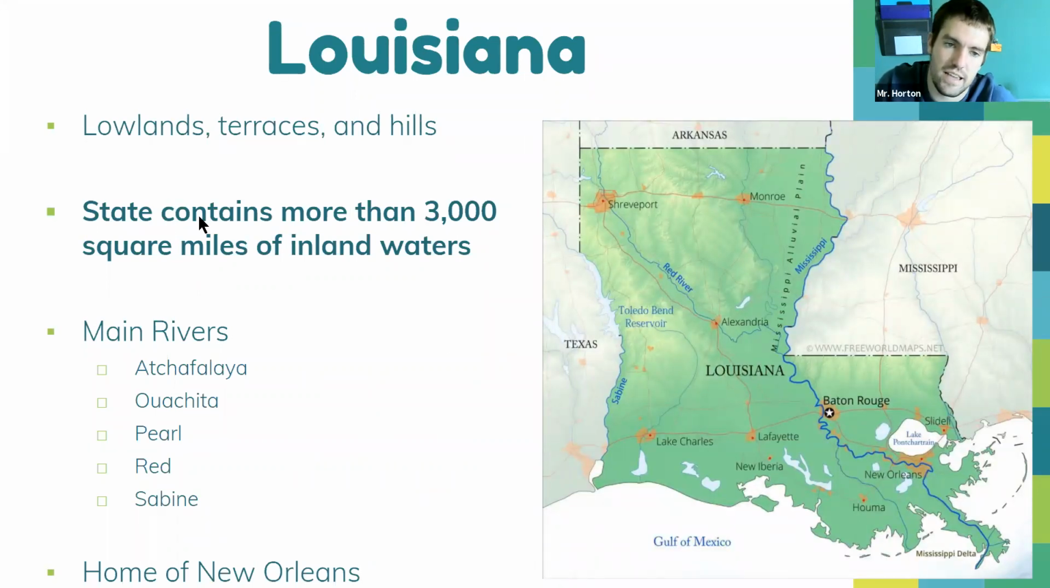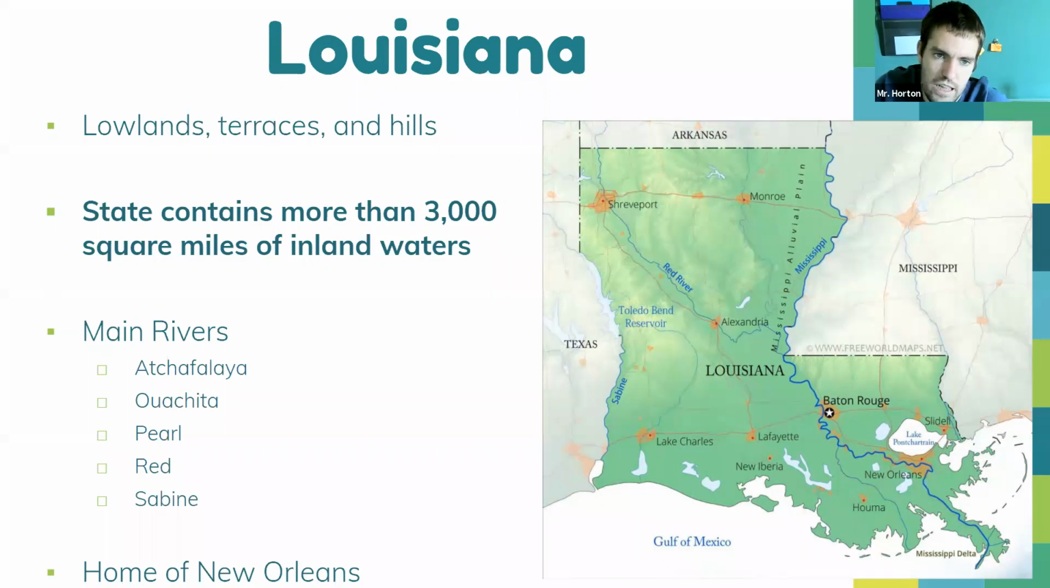Louisiana is a state that contains more than 3,000 square miles of inland water. What that means is there's a lot of water within the state of Louisiana. It's not bordering a bigger body of water like the ocean or a gulf. There's a lot of lakes and rivers that make up the state of Louisiana.